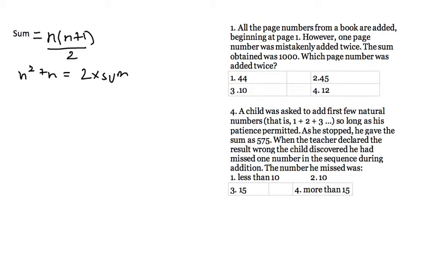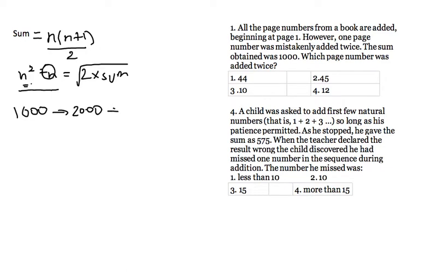Now in this entire equation, your n will be small, your n square will be quite large. So to get an approximate value for n square, if we ignore the n, if we ignore the k, we can simply just take the root of double the sum, right? So let's try this with the first question. Your sum is 1000, right? You double it, so you get 2000.